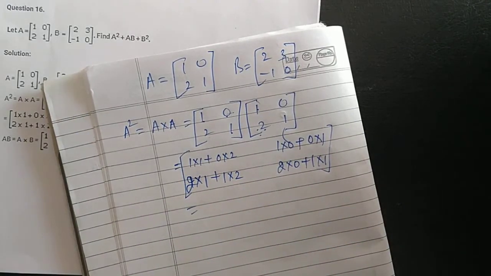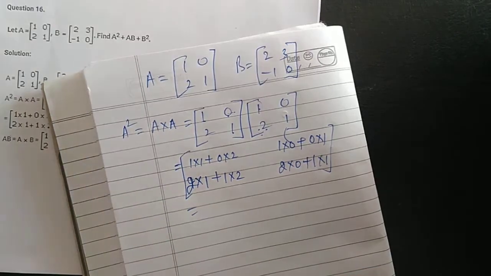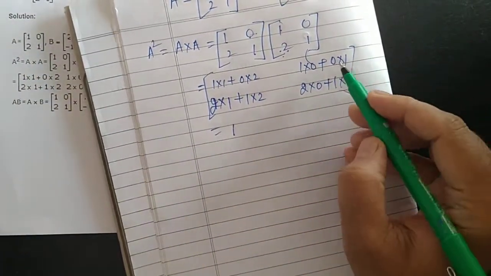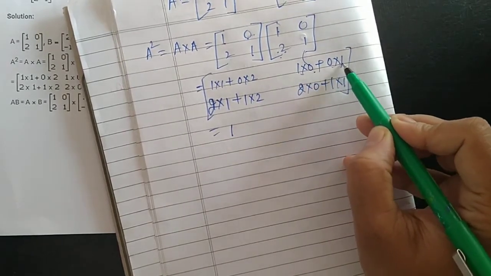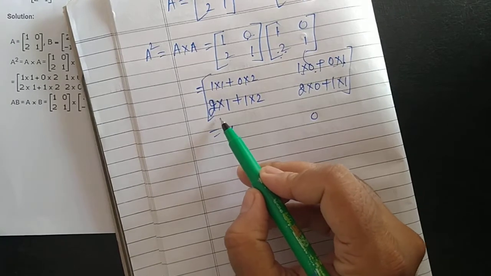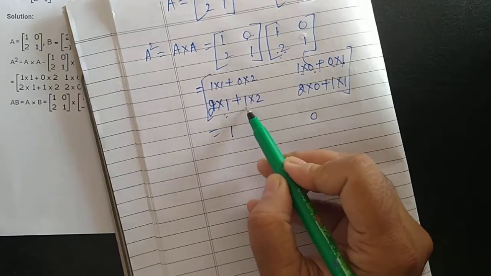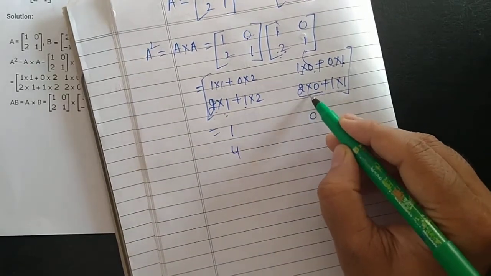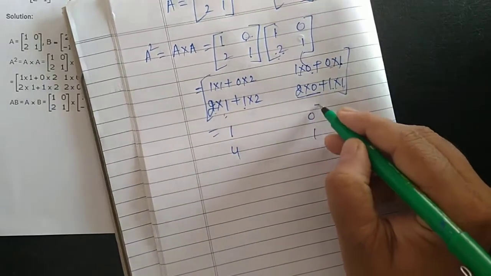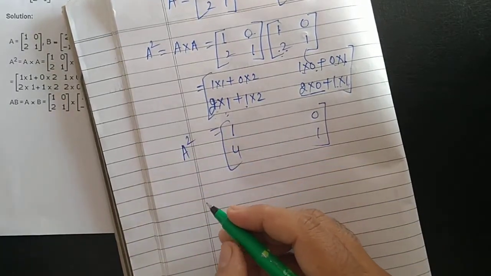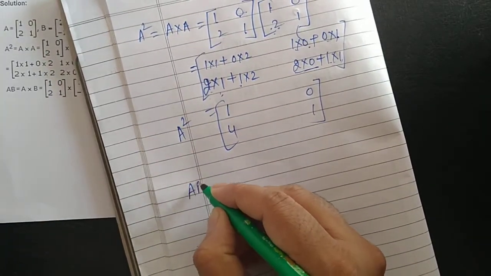So this will be the resultant matrix. 1 plus 0 into 2 is 0, so here 1 will come. This is 0, this is 0, 0 plus 0 is 0. Then 2 into 1 is 2, here also 2, 2 plus 2 is 4. Then this part is 0, 1 ones are 1. This is A square.